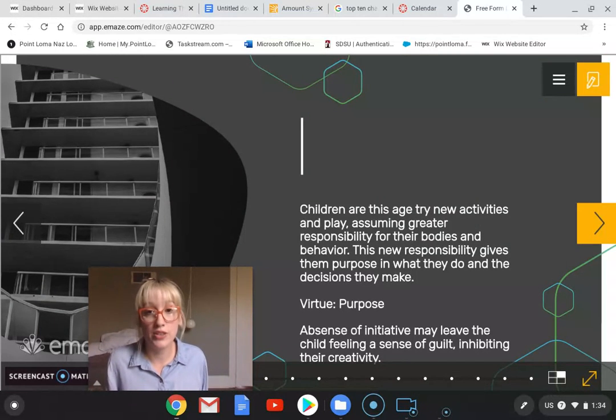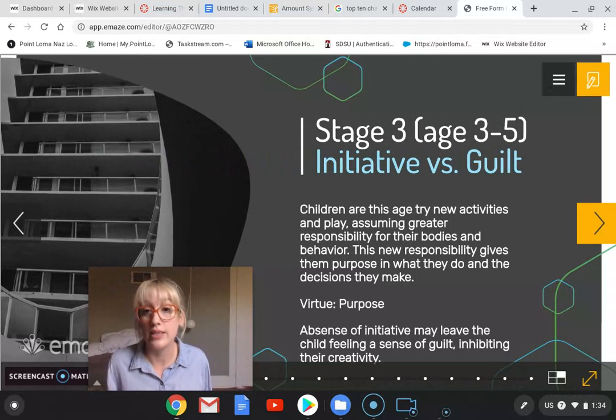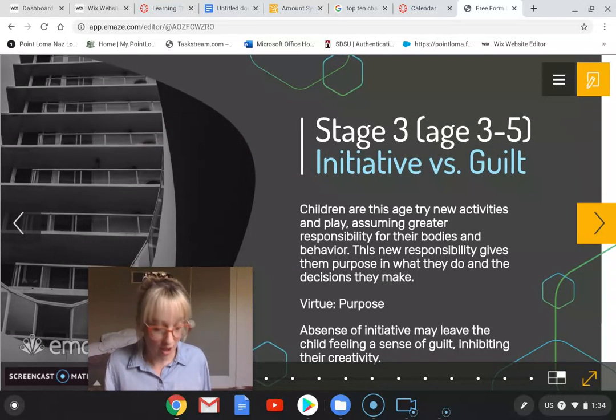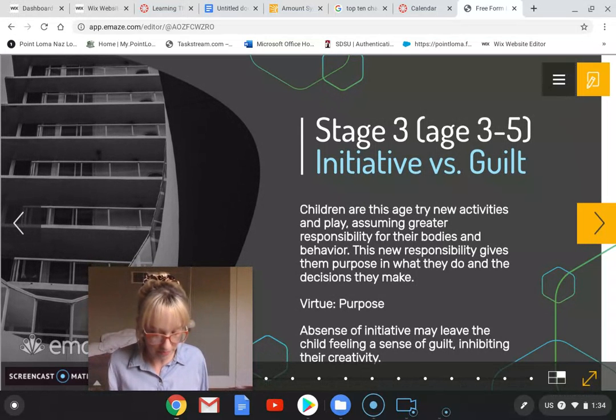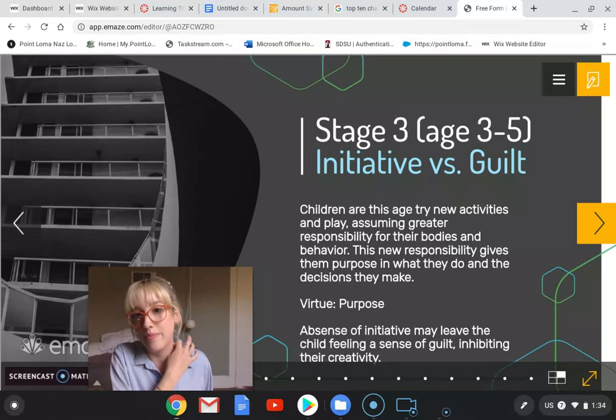The next stage, stage 3, is age 3 to 5, and it is the initiative versus guilt stage. Children at this stage feel free to try out new activities, assuming greater responsibility for their bodies and behavior. This new responsibility gives them a sense of purpose in what they do and the decisions that they make. So the virtue here is purpose. And without this virtue, an absence of initiative, you could be left feeling a sense of guilt, which inhibits creativity.